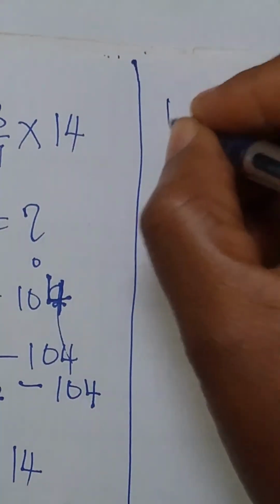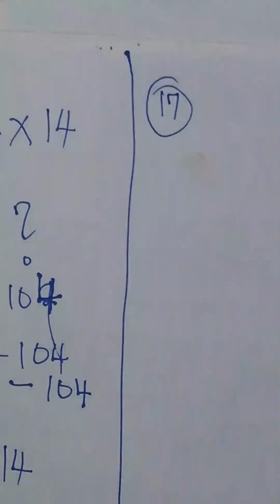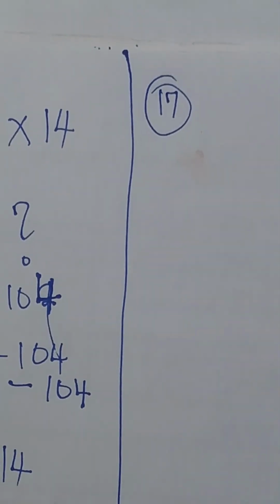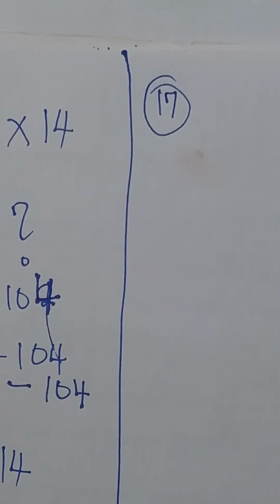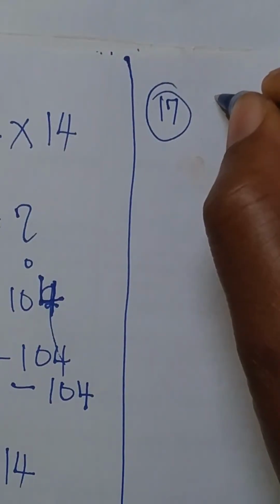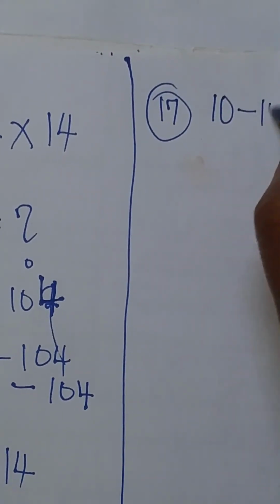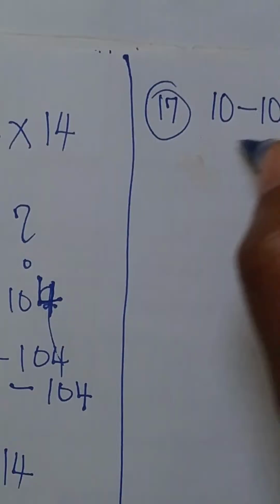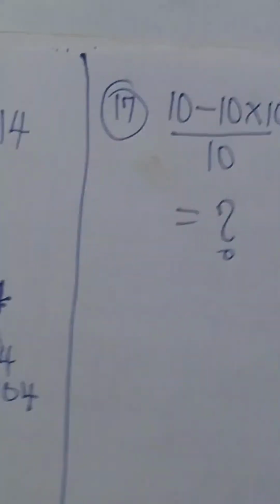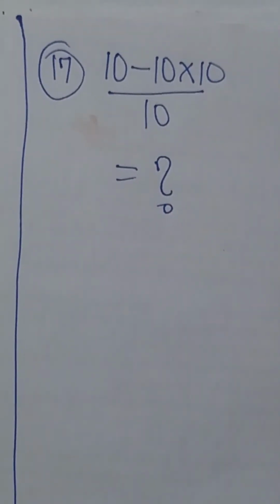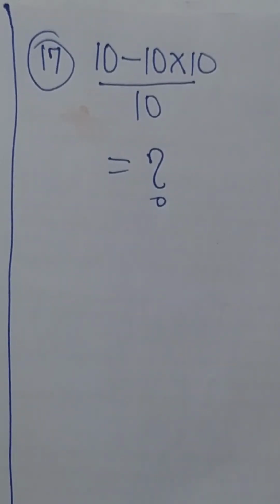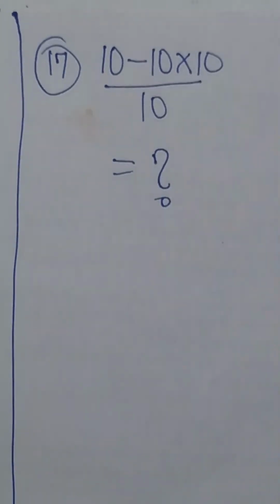So this is question number 17. Okay, thank you, Sarah. And question number 17 says: 10 minus 10 times 10, all over 10, is equal to what? Solve this. 10 minus 10 times 10 is equal to what? Okay, solve this and drop your answer.